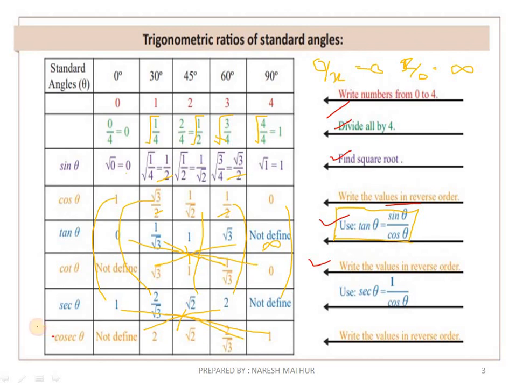Now suppose you write cosec theta this side and sec theta at the last, then you can find the value of cosec theta by simply 1 by sin theta also, because sin theta and cosec theta are reciprocal to each other. So you can compare these values also. The reciprocal of 1 by 2 will be 2, 1 by root 2 is root 2, root 3 by 2 is 2 by root 3 and the reciprocal of 1 is 1.